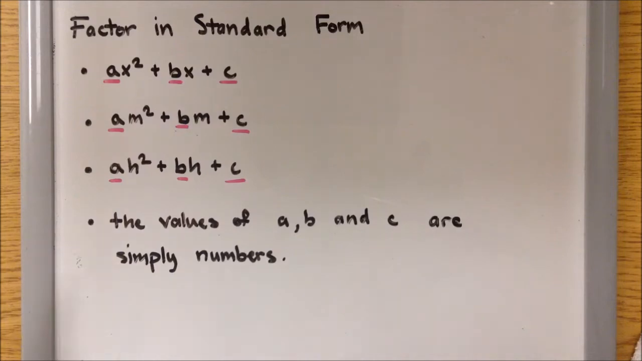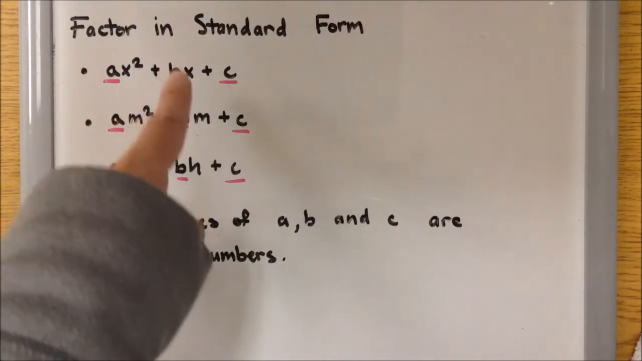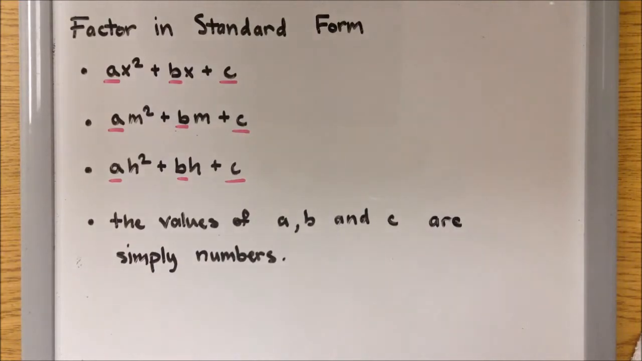If you take a closer look, you see how I underline only the a's, the b's, and the c. So when we're factoring in standard form, we're mainly going to focus on a, b, and c. The values of a, b, and c are simply numbers. So when you're identifying the values of a, b, c, you should only write them as numbers, such as a equals 4, b equals -5, and c equals 2. Those are examples of me giving you number values for a, b, and c.